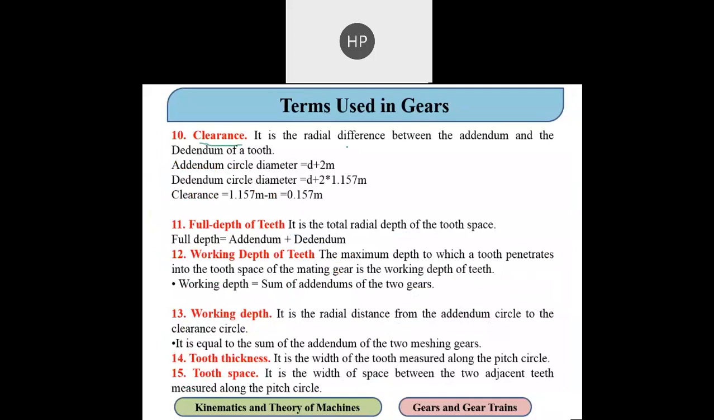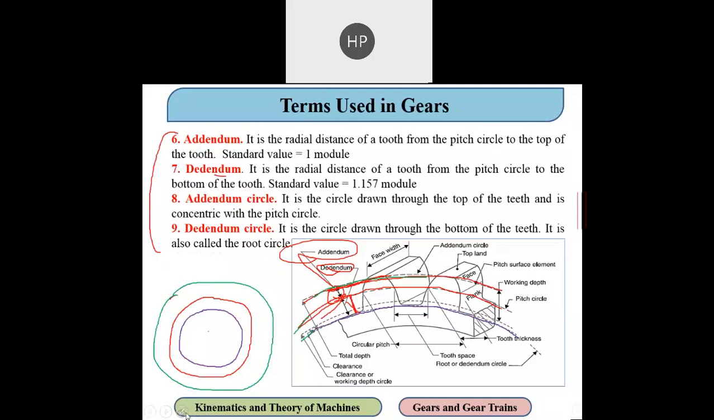Then we have discussed clearance. It is the radial difference. Here, if you see in this diagram, we have a certain difference, and that difference is known as the clearance. This is the gap. And why does this gap occur?